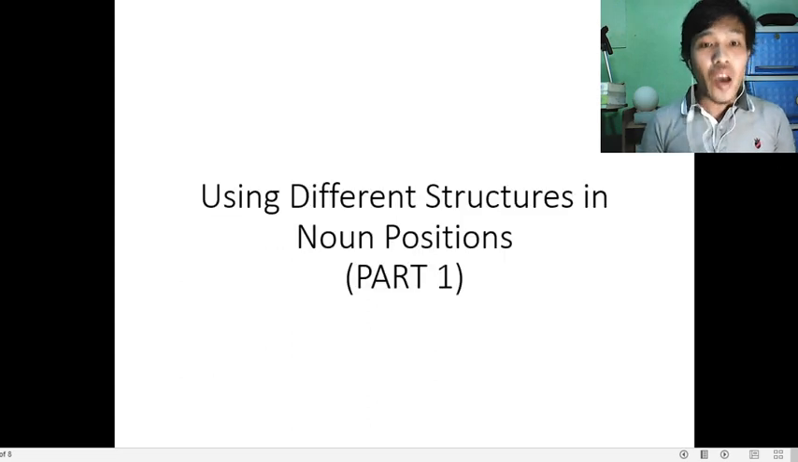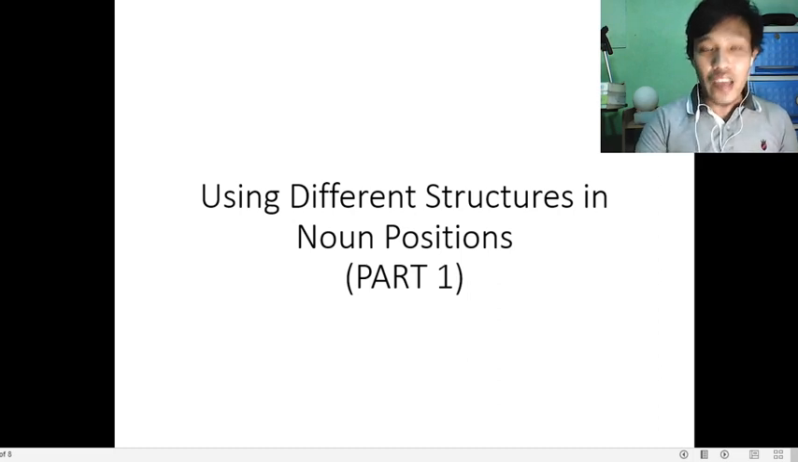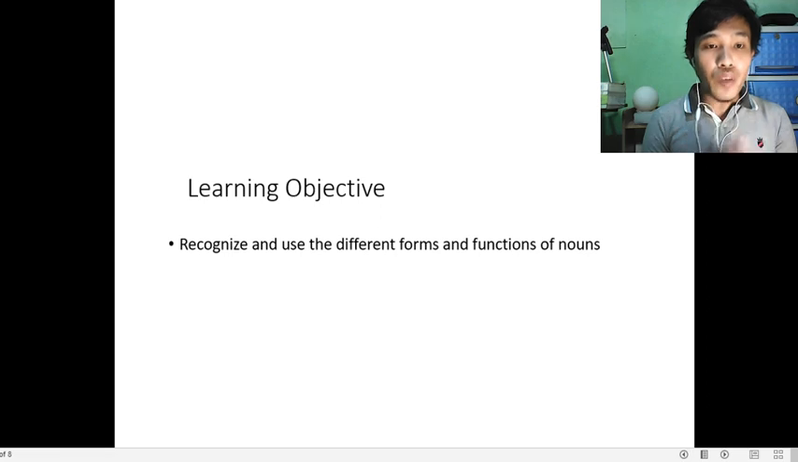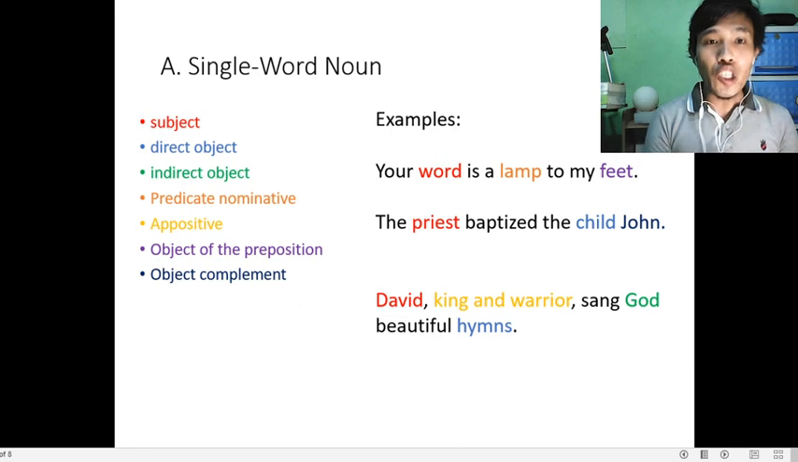Again, for today, we will be discussing the different structures in noun positions. And at the end of the lesson, you will be able to recognize and use the different forms and functions of nouns. So let's start with the simplest form. Try to look at the examples given here. Okay, so first, the simplest form.